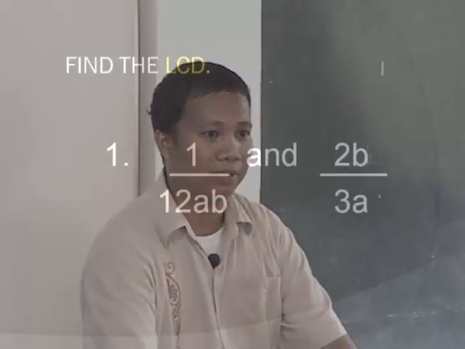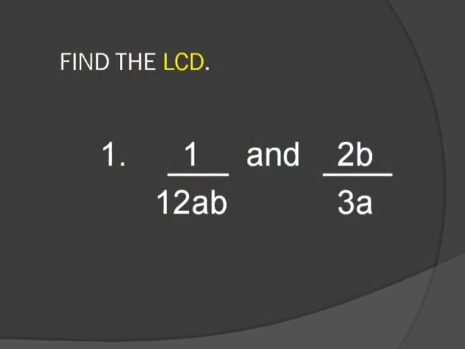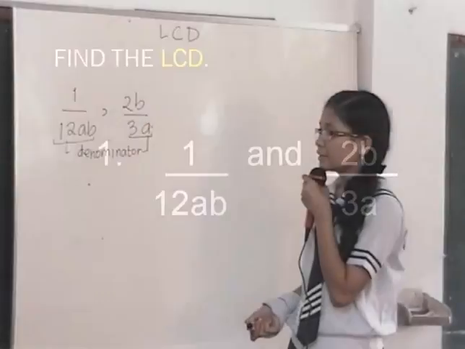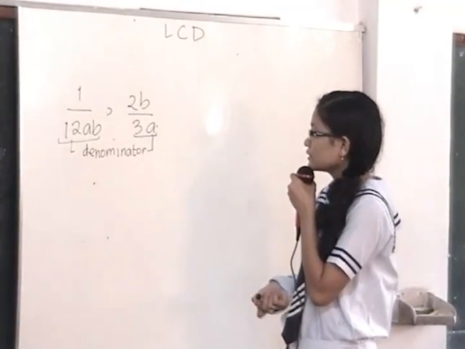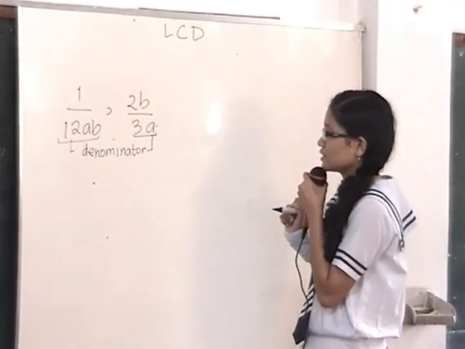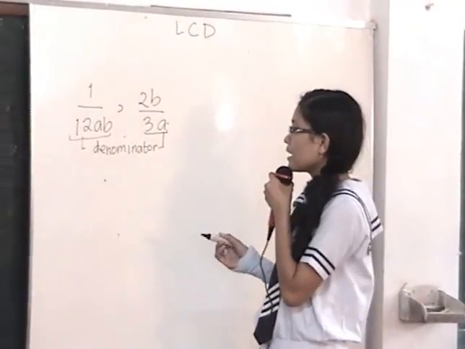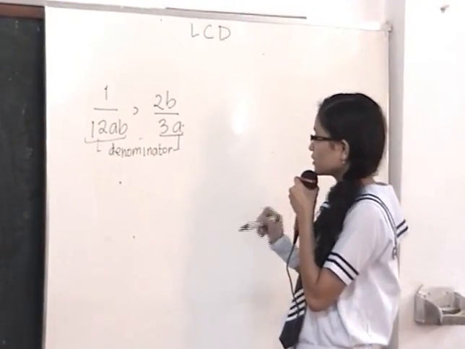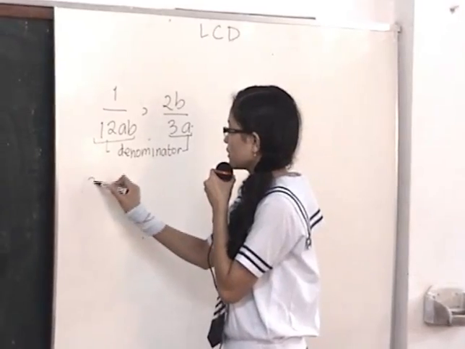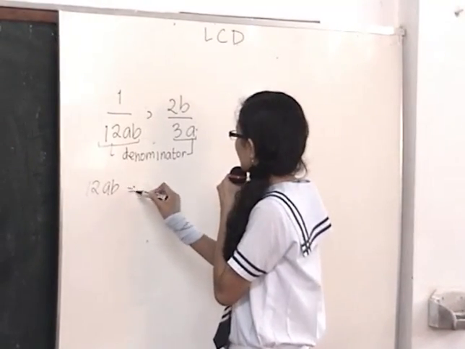Who wants to take the first exercise on the board? Yes, Miss Aziz? To get the LCD or the least common denominator, we need to use the prime factorizations. Get the prime factors of the denominators of both expressions, which is 12AB and 3A.